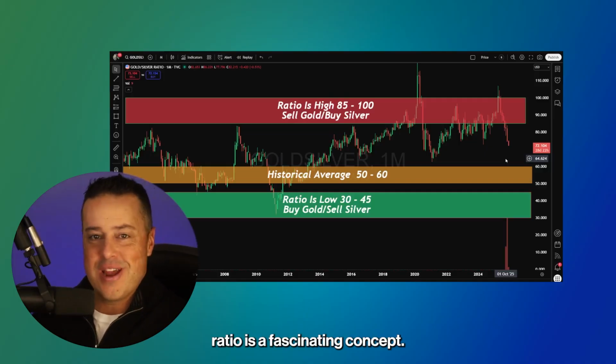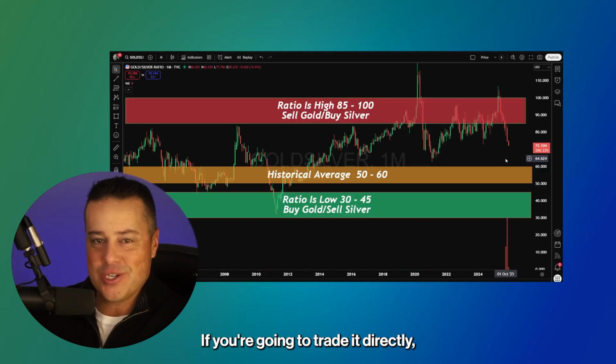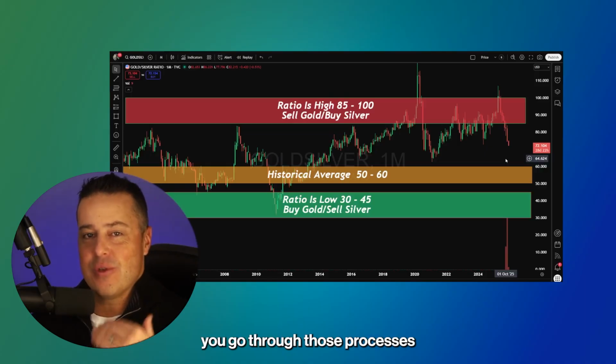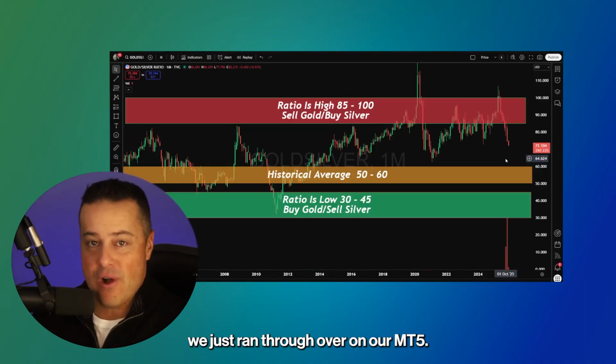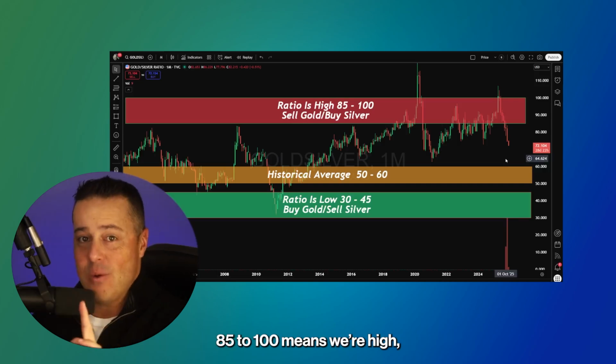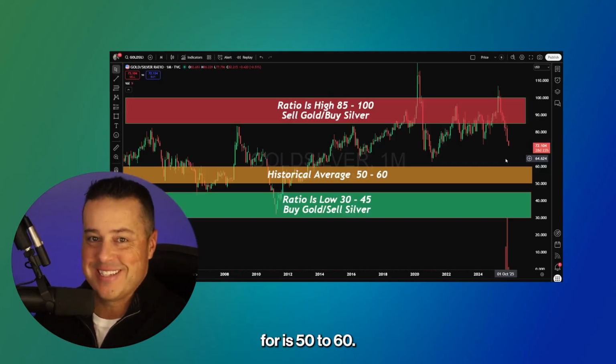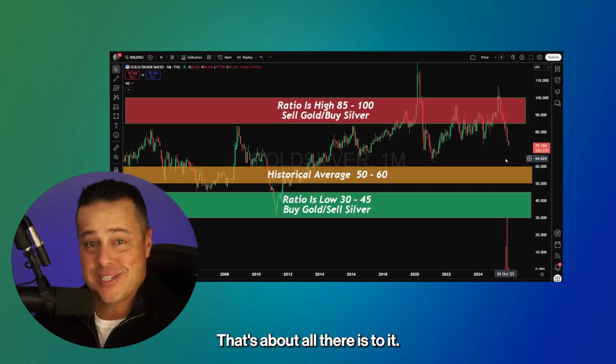Now, the gold-silver ratio is a fascinating concept. It's a fascinating indicator. It can be used in many different ways. If you're going to trade it directly, you go through those processes we just ran through over on our MT5. If you're looking for those historical tendencies, 85 to 100 means we're high. 30 to 45 means we're low. Our baseline value we're looking for is 50 to 60. All right, that's about all there is to it.